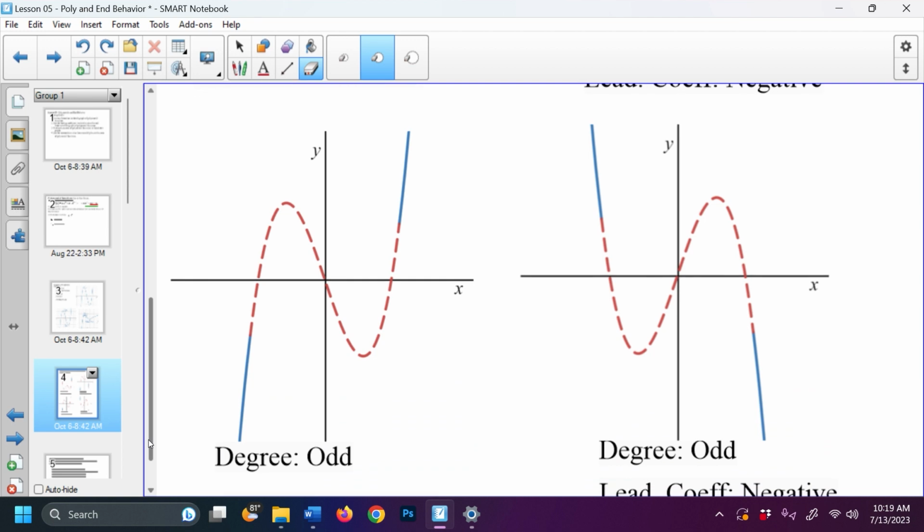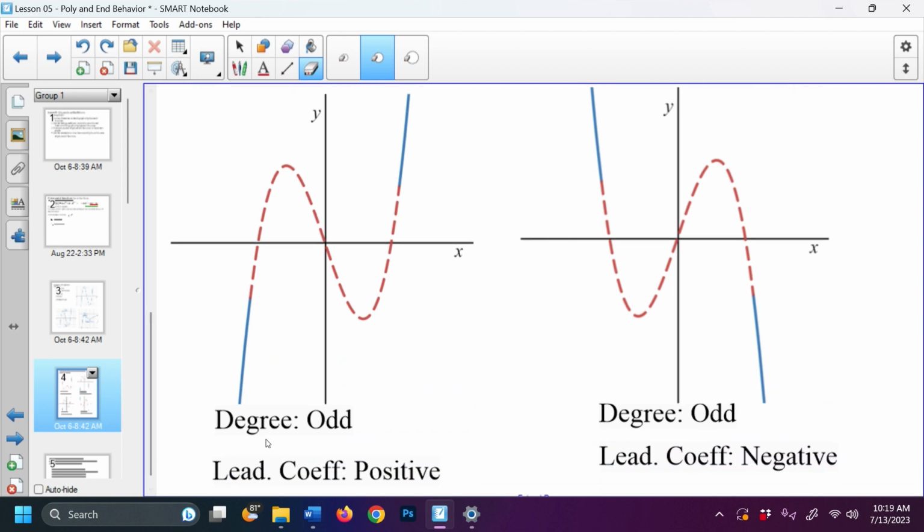The next option that we have is if the degree is odd, so 1, 3, 5, 7, and the leading coefficient is positive, then as x goes to the left, the function goes down, and as x goes to the right, the function goes up. Finally, if the degree is odd and the leading coefficient is negative, then as x goes to the left, the function goes up, and as x goes to the right, the function goes down.